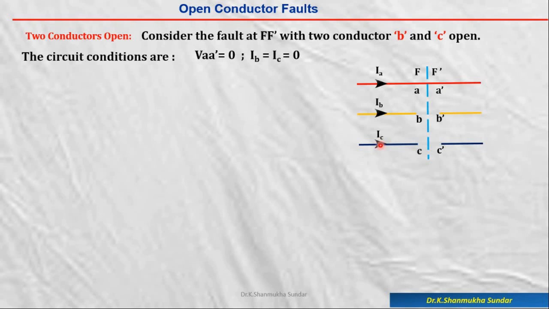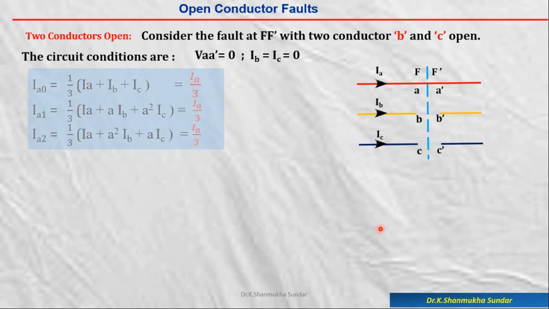Is it clear? So for currents, what are the symmetrical components of currents? IA0, IA1, same thing. Now substitute the circuit conditions. IB and IC are 0, IA by 3 is the result. Similarly, IB and IC are 0, IA by 3. Similarly, IB and IC are 0, so IA by 3. From this result, after substituting circuit conditions, the symmetrical components of currents are all equal. IA0 is equal to IA1 is equal to IA2.